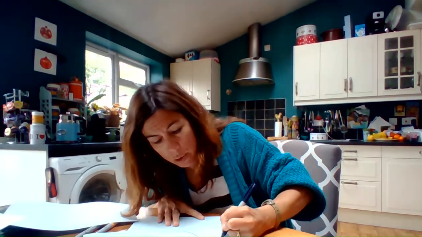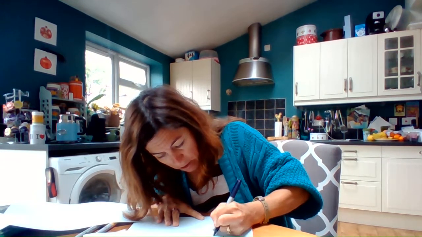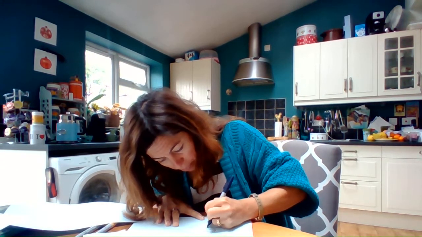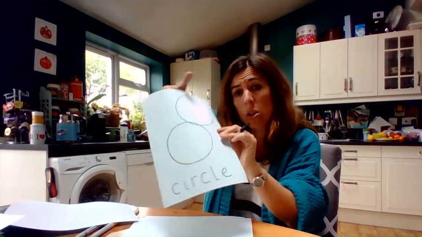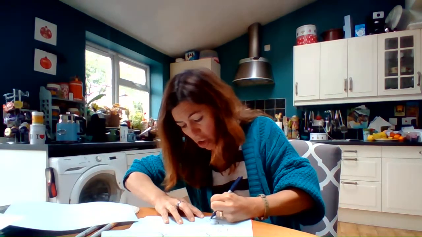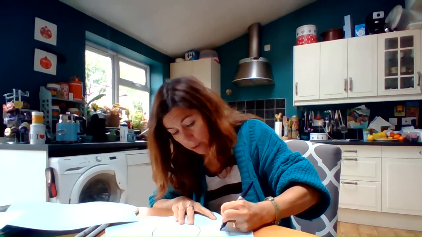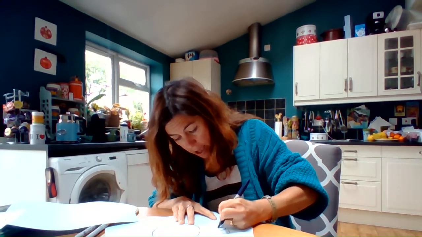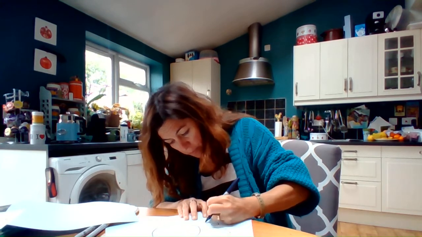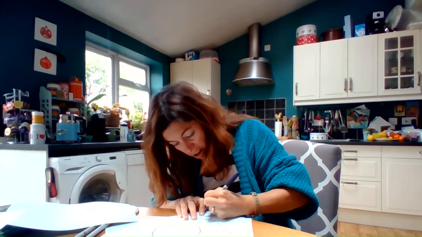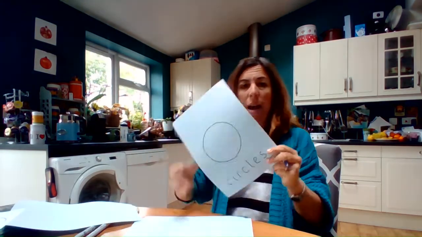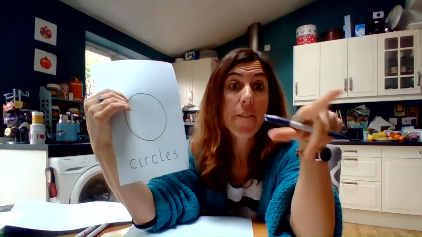Okay, so we're going to write circle on the bottom. Okay, so we've got circles. Oh, got a on the end. I've got circles on that one. Circles and a circle. Just the one. Okay. All right, so we have made the shape.